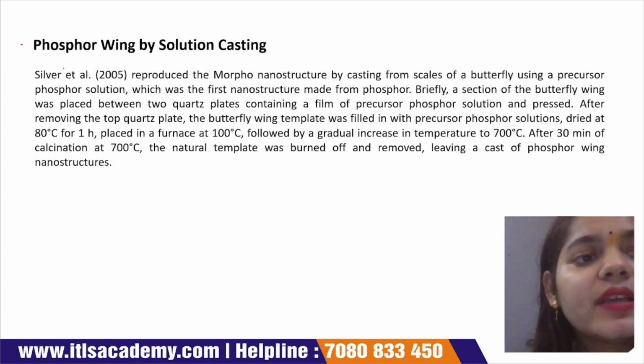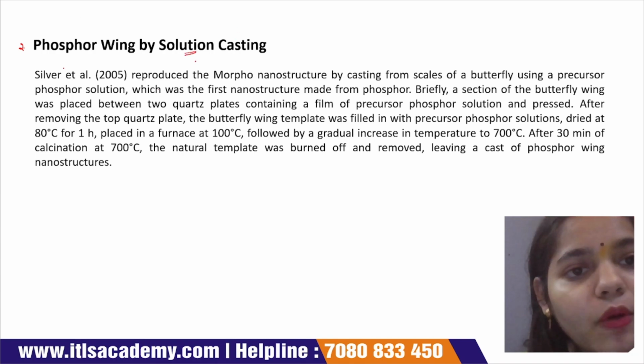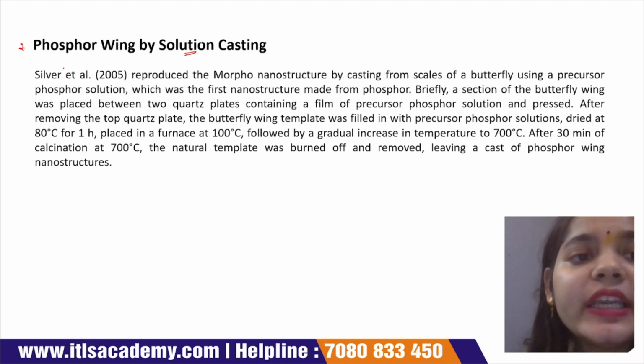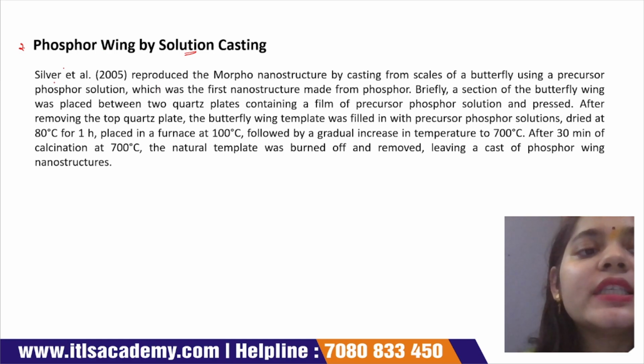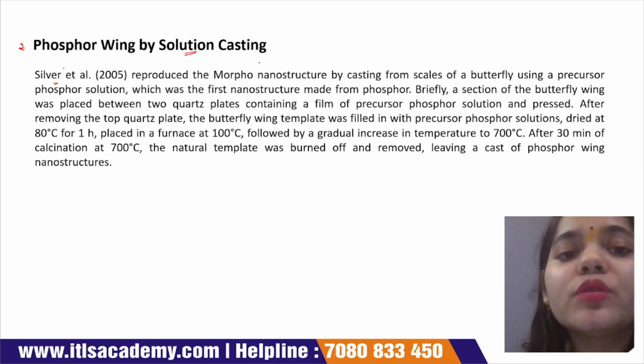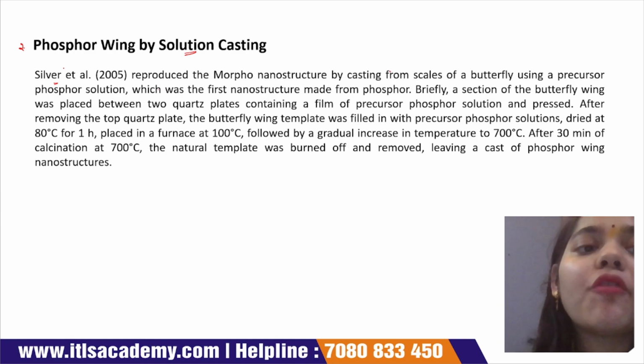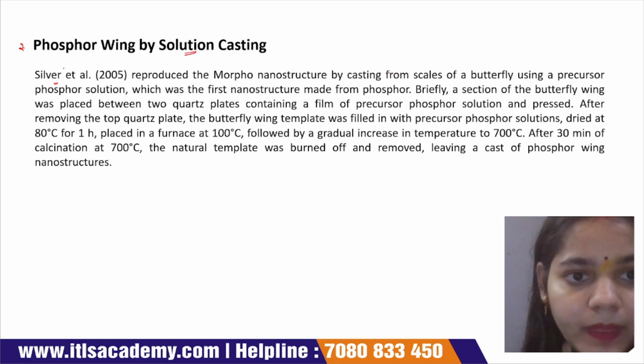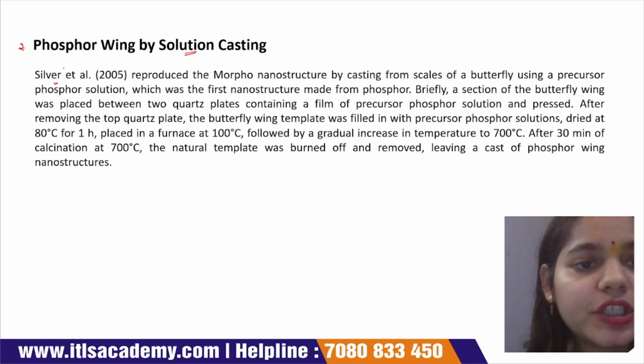Now we understand the second technique, that is solution casting. By the help of this technique, we create or manufacture the phosphor wings. This technique was first used by the scientist Silver and his colleagues. Silver and his colleagues reproduced the morpho nanostructure by casting from scales of butterfly using the precursor phosphor solution. And this was the first nanostructure made from the phosphor.